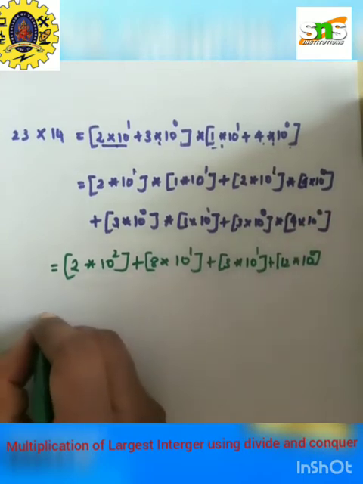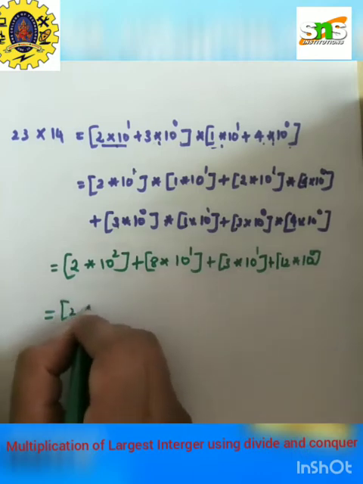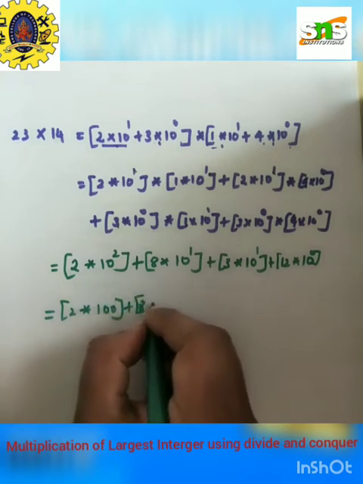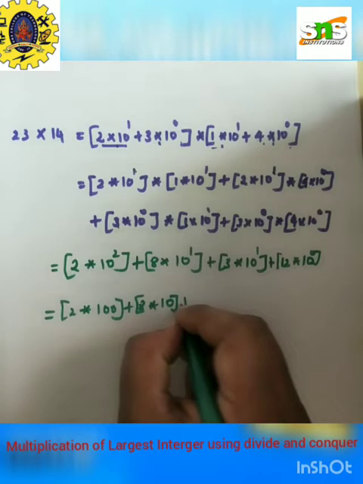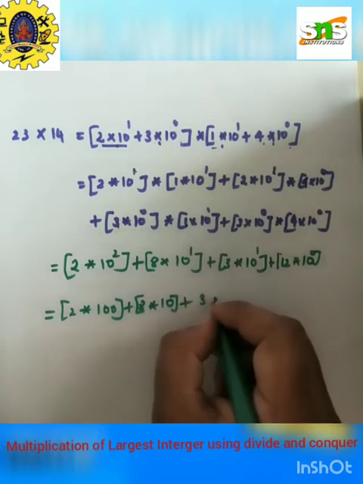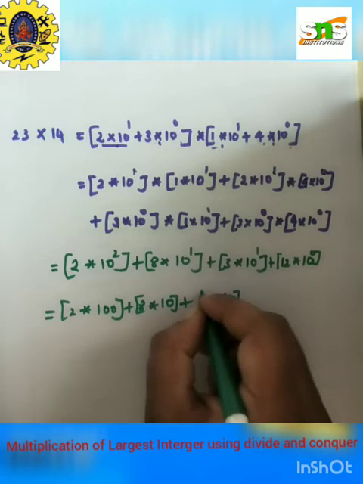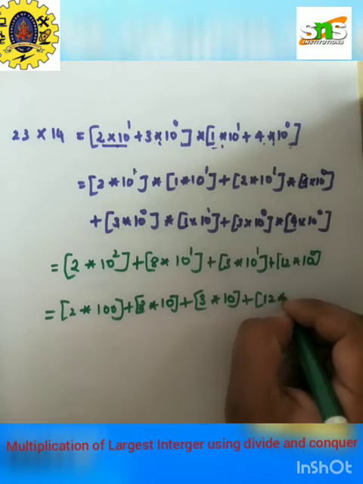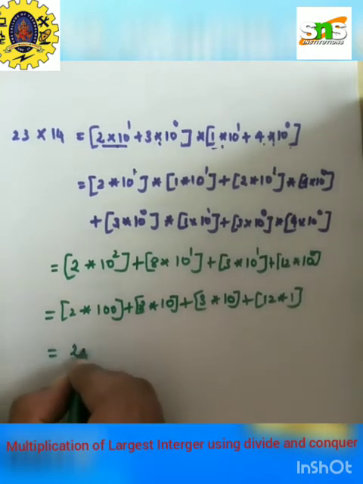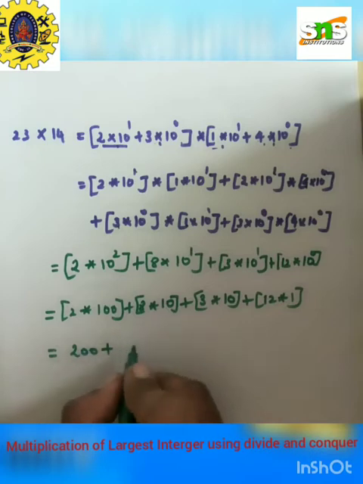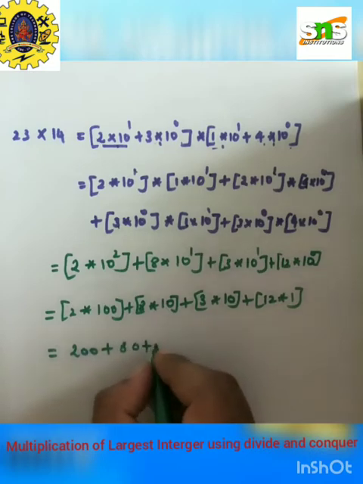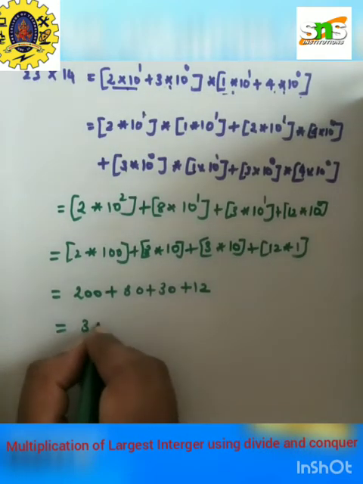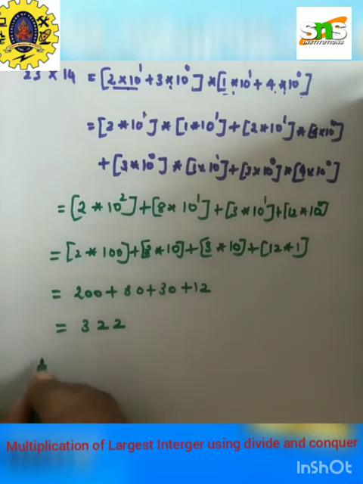Okay, so next again simplify the terms. 2 star 10 square is 200, plus 8 star 10 power 1 is 80, plus 3 star 10 power 1 is 30, plus 12 star 10 power 0 is 12. Again simplify: 200 plus 80 plus 30 plus 12. The answer is 322.